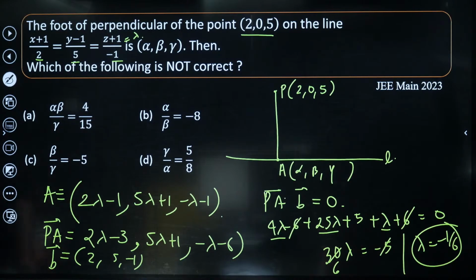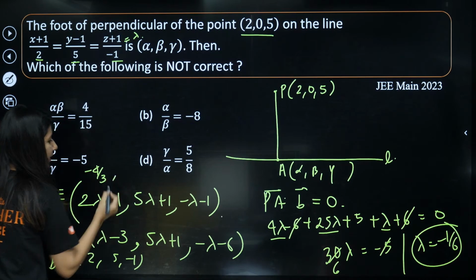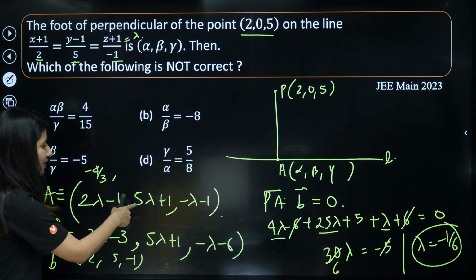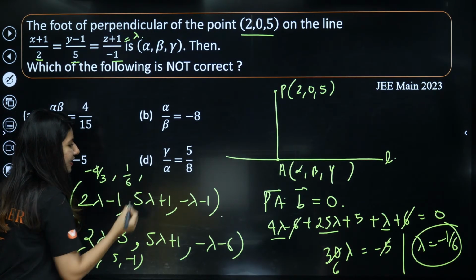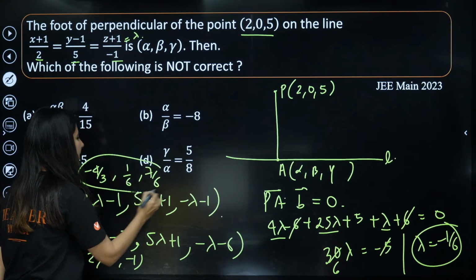The moment you see lambda is minus 1 by 6, what will you do? You will plug in the value, and you will get the answer. So alpha will be what? 2 times minus 1 by 6, so basically minus 1 by 3. So alpha is minus 1 by 3 minus 1, that is minus 4 by 3. Then plug in the value minus 1 by 6 for beta: 5 times minus 1 by 6 plus 1 is 1 by 6. And then gamma is 1 by 6 minus 1. This is alpha, beta, gamma.